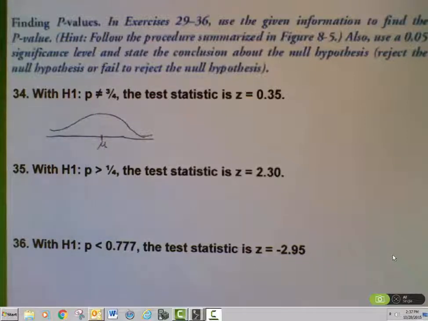All right, let's do a few examples on finding p-values and using them to state the initial conclusion, either reject the null hypothesis or fail to reject the null hypothesis. After today, we're going to use the calculator to find p-values, but today we're going to make sure you understand what a p-value is, as it represents area. Number 34 says with alternate hypothesis p is not equal to 3/4, the test statistic is z equals 0.35.